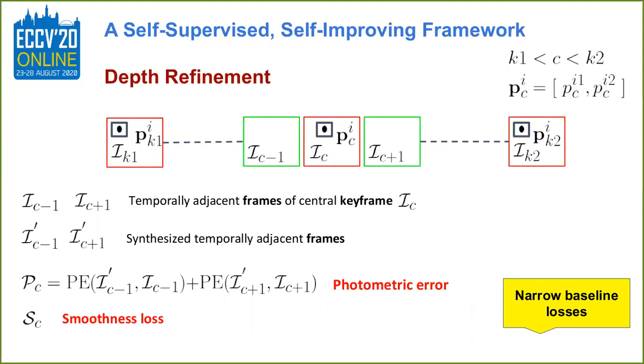We also compute smoothness error. Since these losses involve only 3 consecutive frames, we call them narrow baseline losses.